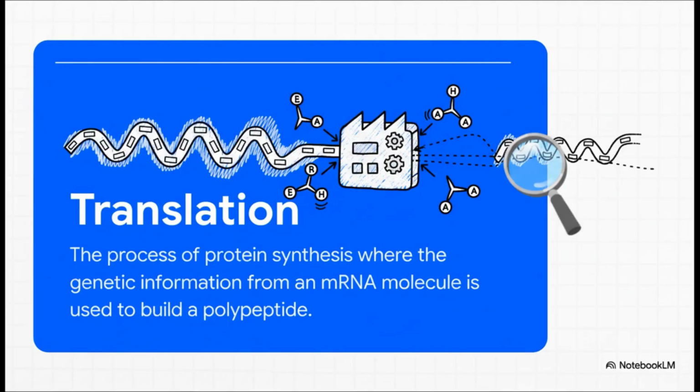All right, step 2 is translation. This is where the message actually gets turned into a product, a protein. This all happens at a molecular machine called a ribosome. The mRNA blueprint is fed through the ribosome like a tape.